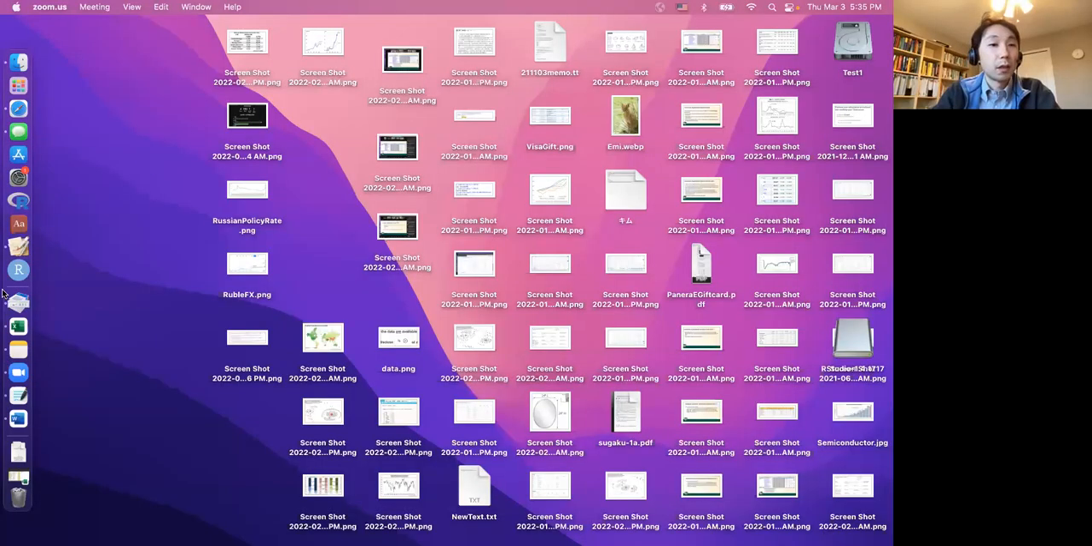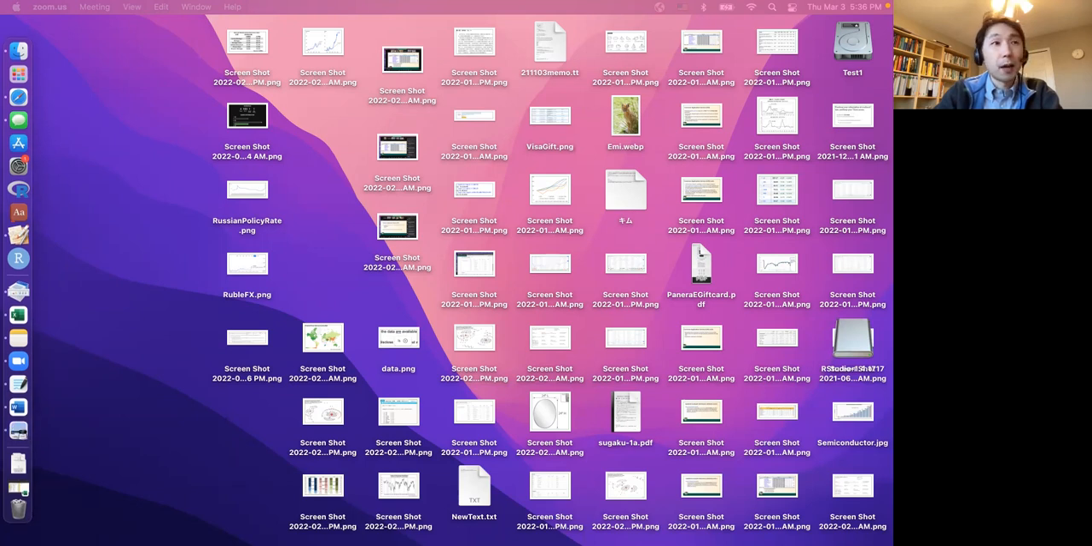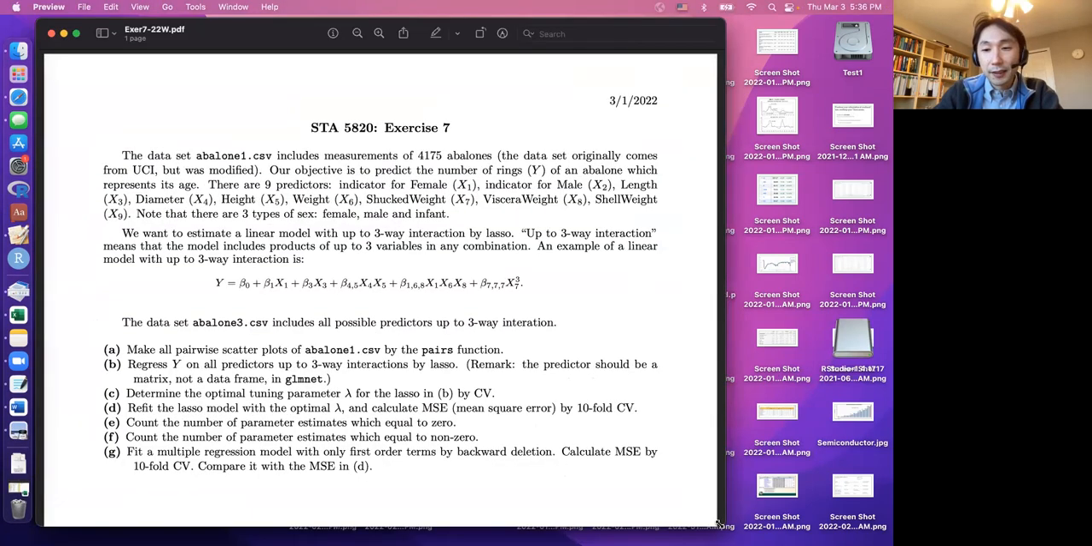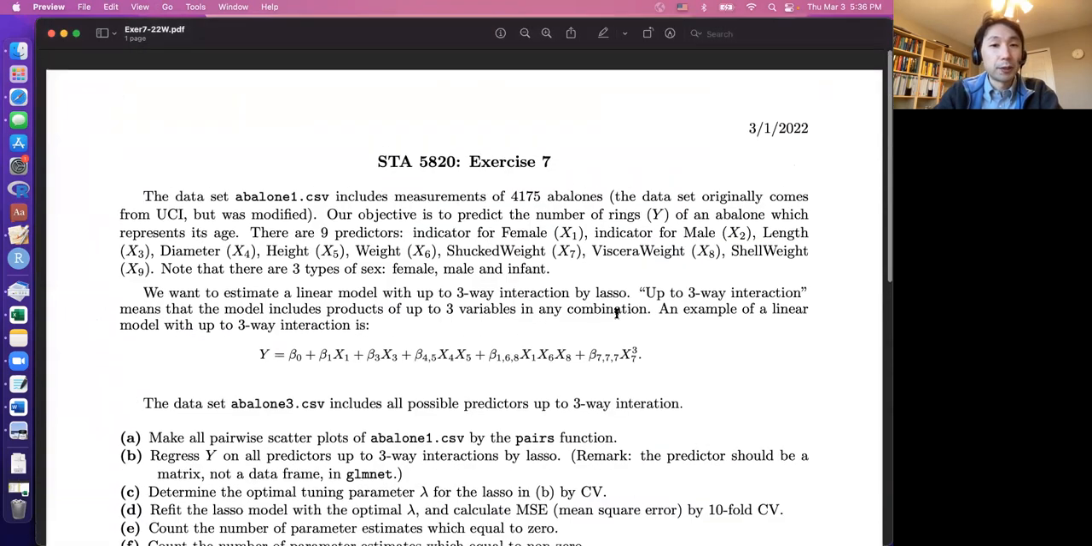So, I open the file. Exercise 7 is about doing ridge regression and the lasso regression. The data sets are available on the website. Exercise 7 is using a data set about abalone. This is a popular data set in the UCI data repository.